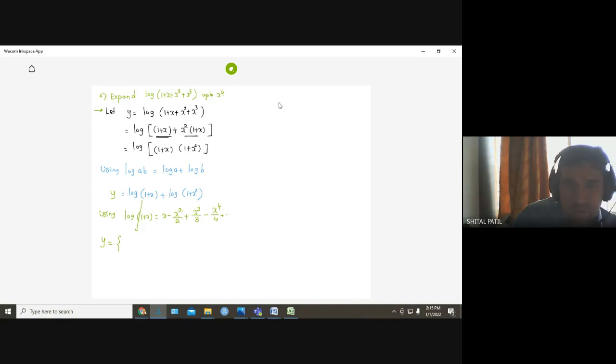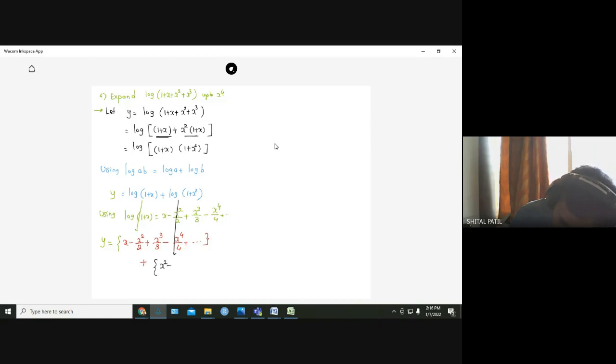I just have to write the formula only. So x minus x square divided by 2 plus x cube divided by 3 minus x raised to 4 by 4, and higher degree terms, plus now I have to write the expansion of log of 1 plus x square. In the formula I replace x by x square: x square minus x square square, so x raised to 4 divided by 2, plus x square cube, so x raised to 6 divided by 3, and remaining terms. Since they are higher degree terms, they are not required, so I am not writing them.